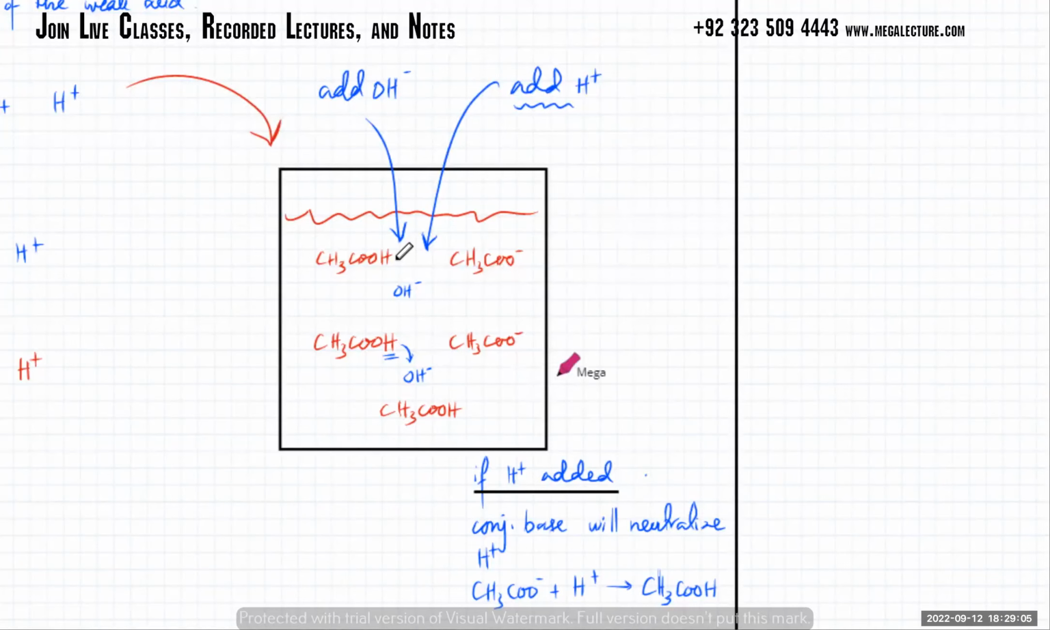Okay? So the next part is, if OH ions are added, a small amount, this is also happening in your blood and so on. Okay? If OH ions are added, so what happens in this case is that the weak acid will neutralize the extra OH ions.